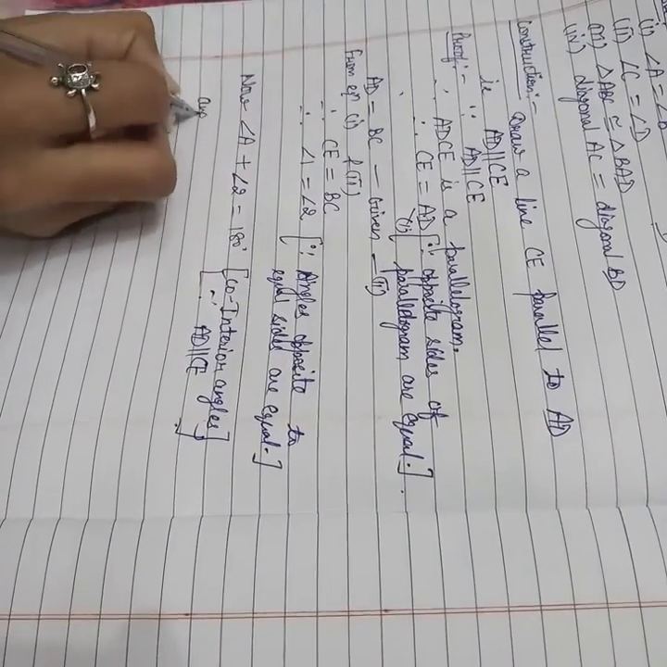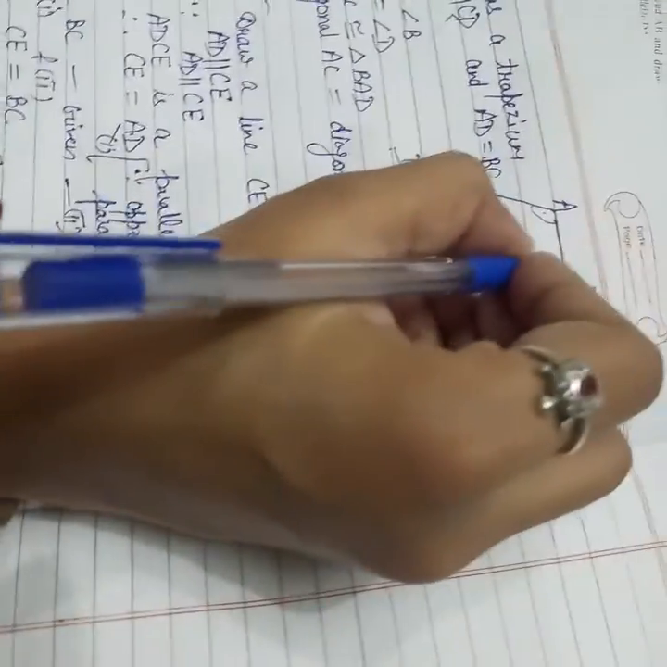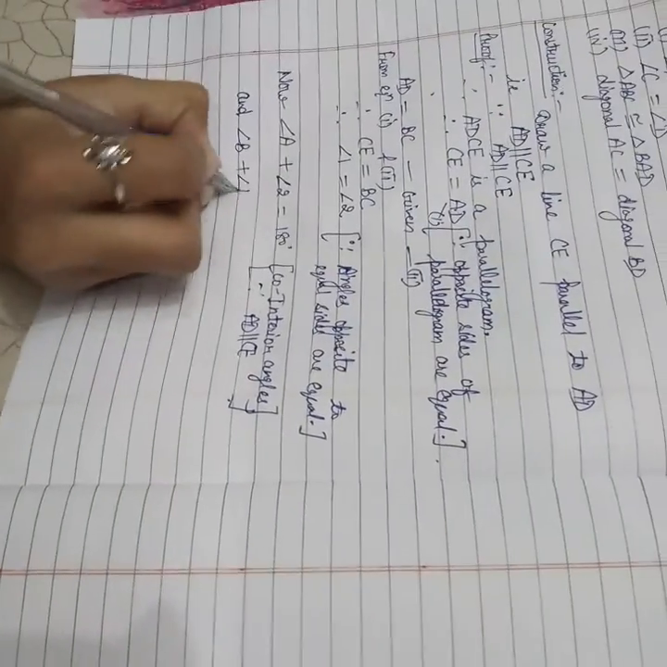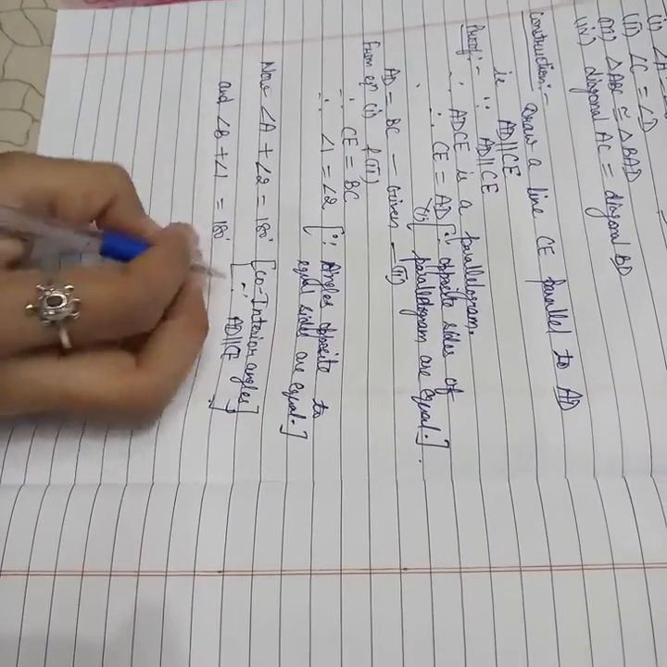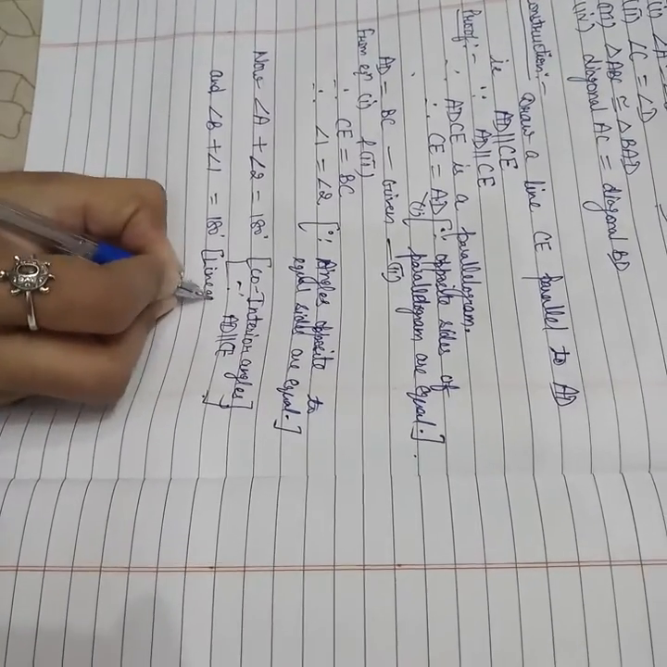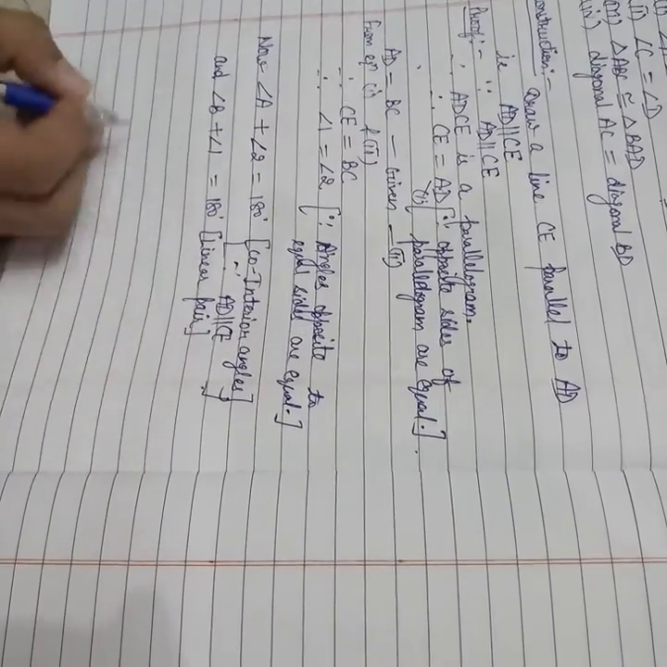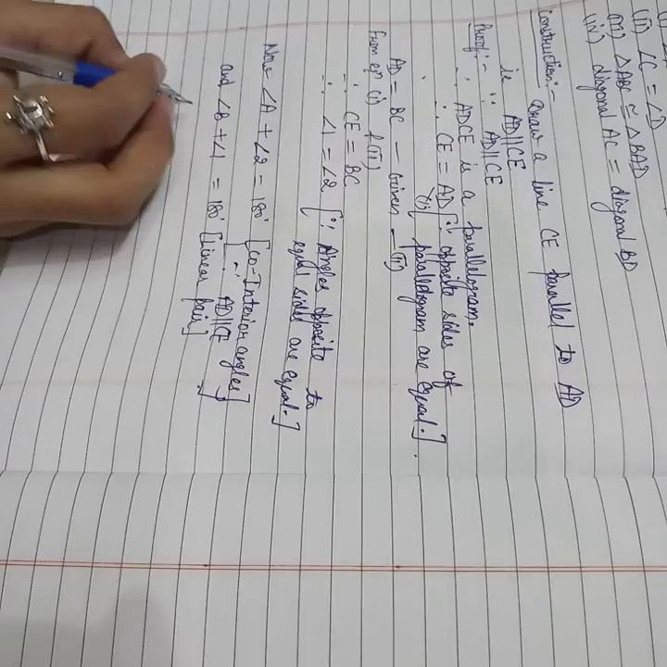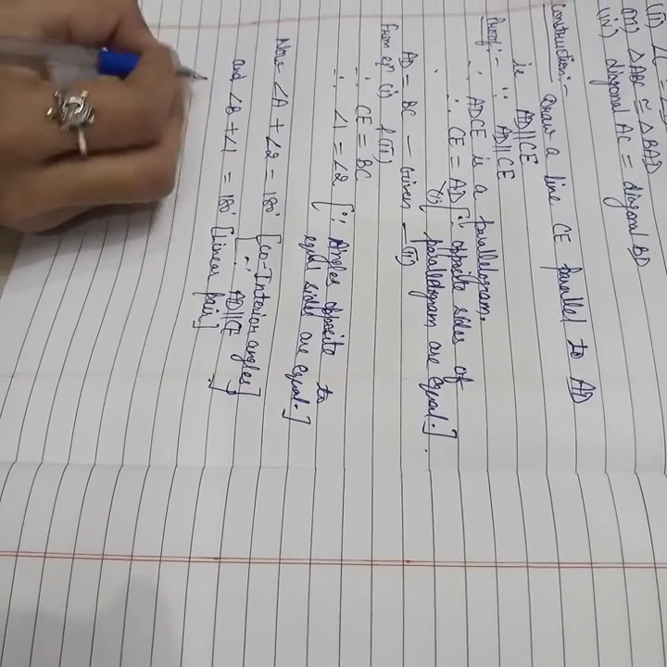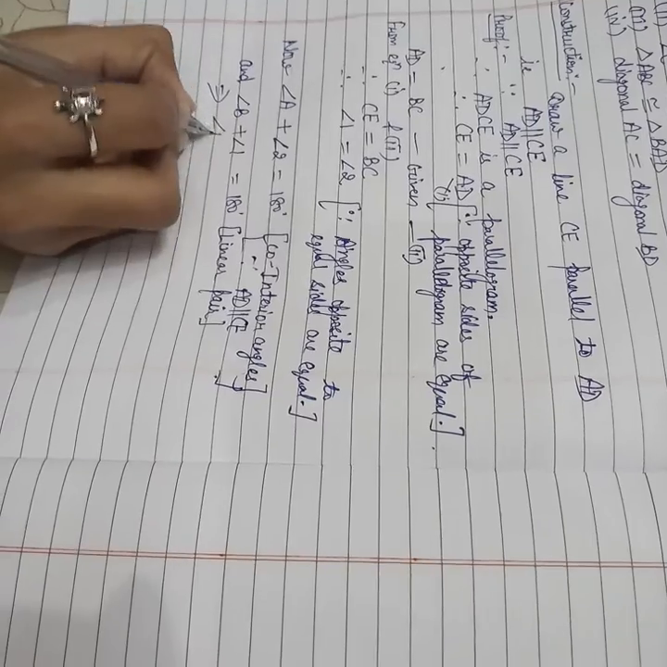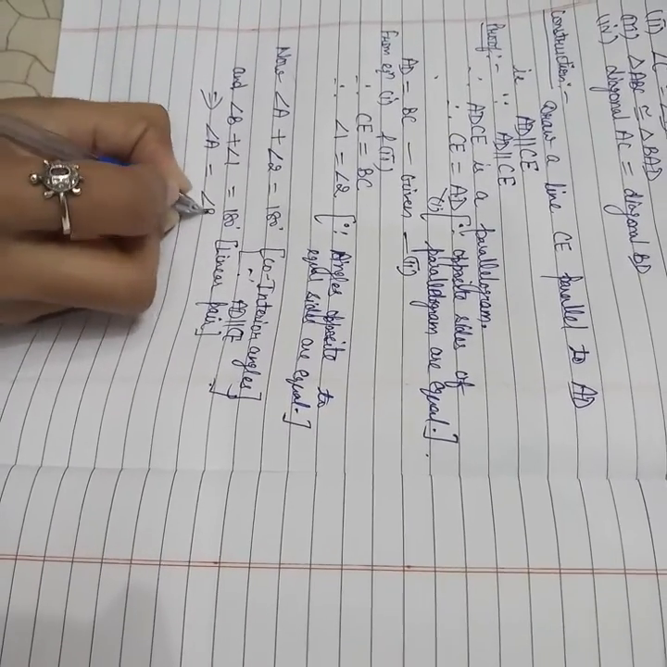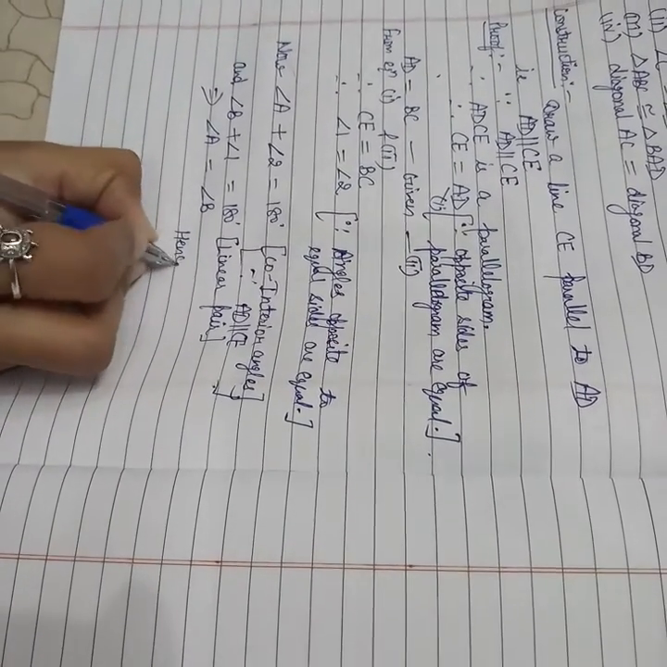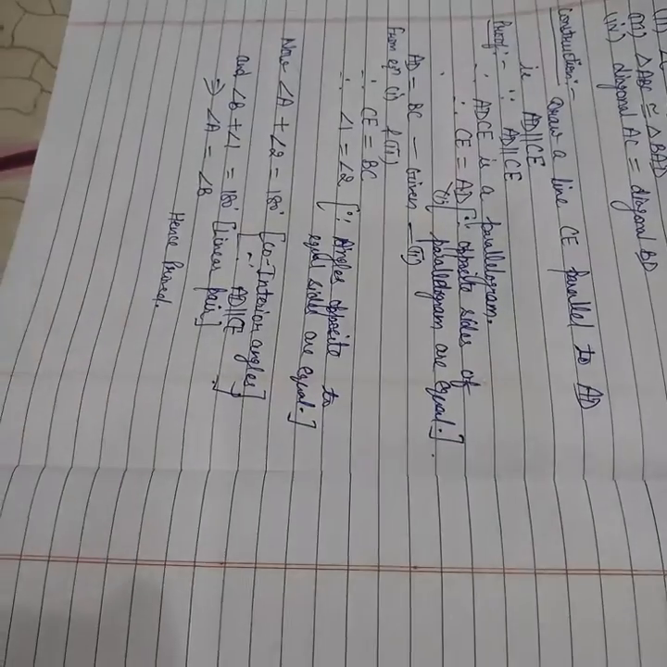And angle B plus angle 1 equals 180 by linear pair. Now angle 1 and angle 2 are equal. Implies angle A equals angle B. Hence proved.